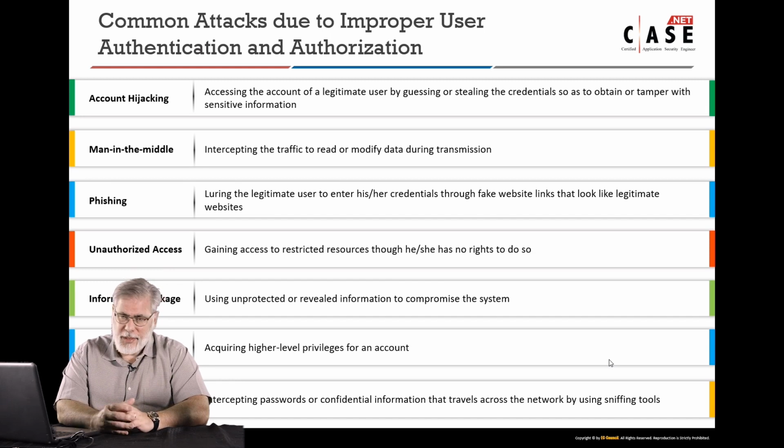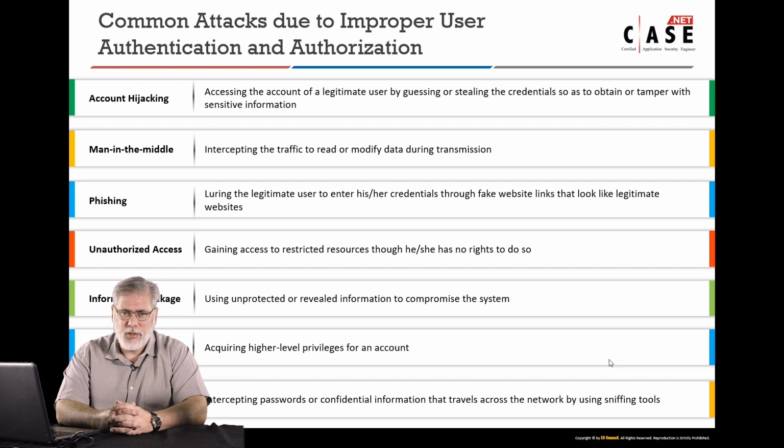There are some attacks that can be executed if you don't have good authentication and authorization. The most obvious one is account hijacking, taking over a legitimate user, pretending to be them. Man-in-the-middle attacks and phishing attacks often are based on poor authentication and authorization. The most obvious, and it's the ultimate goal of all of these attacks, is simply unauthorized access to data. If you don't have sufficient authentication and authorization, then unauthorized people can access your data. And this leads to information being leaked.